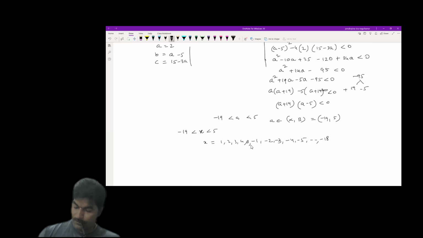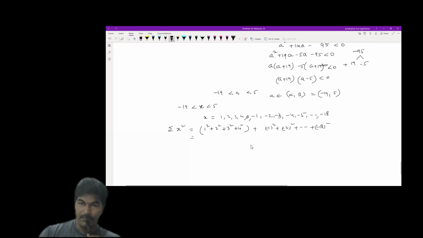Okay. So now we need to calculate this sigma x square. If you check the positive numbers, 1 square, 2 square, 3 square, all values should be squared. Plus not only that, minus 1 square, plus minus 2 square, and so on, plus minus 18 square we have to do. And here you can use the formula sigma n square.